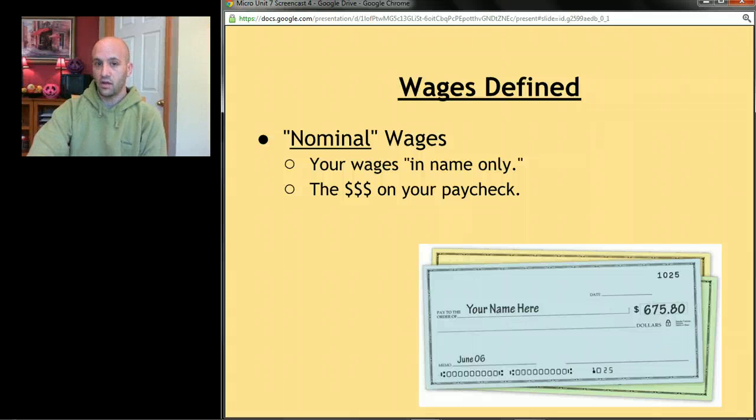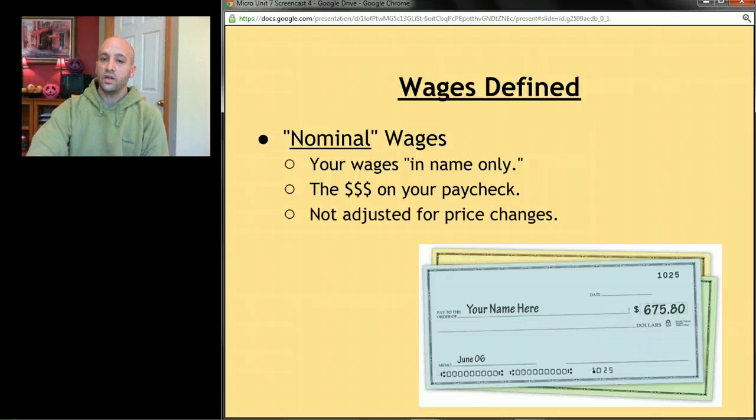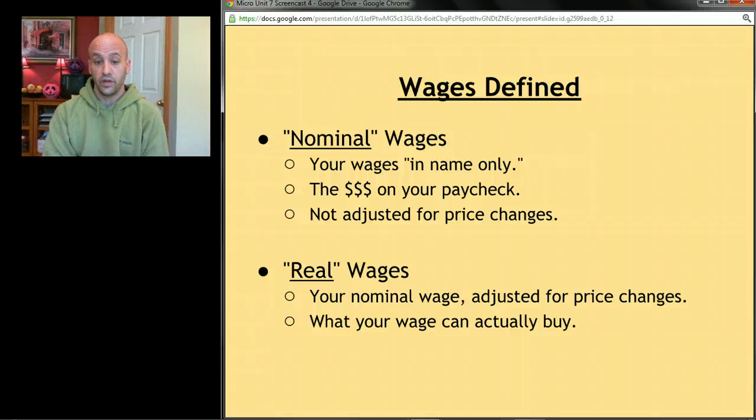If you get a paycheck at the end of the week that says $675.80, that is your nominal wage. It's your wage not adjusted for the change of prices in the economy. In other words, it's just the simple number on your paycheck. Now, compare that to real wages. Your real wage is your nominal wage adjusted for the fact that prices change. You could think of your real wage as the actual purchasing power of your paycheck. It's what your nominal wage can actually buy.